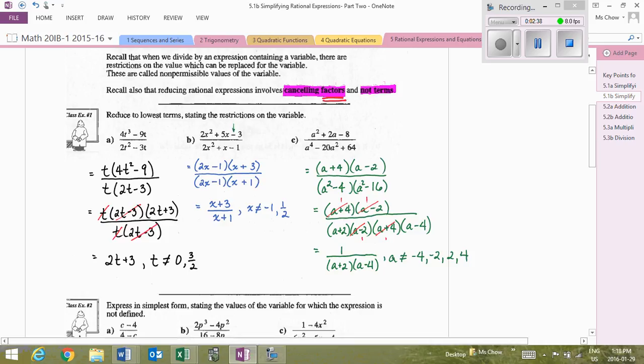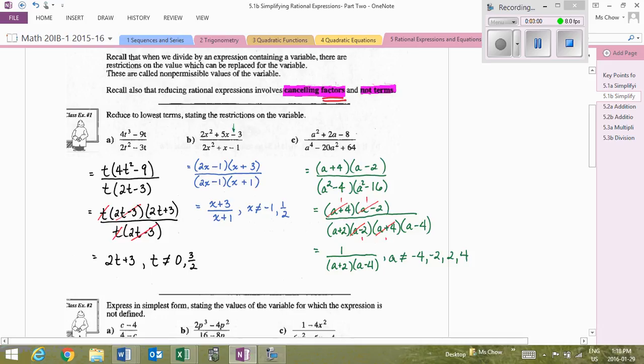Okay? So again, here we have a common factor of 2x minus 1, and once we take those out, we're left with x plus 3 over x plus 1. For the restrictions, if we look at the first one, adding 1 and dividing by 2, x cannot equal 1/2, and then x cannot equal -1.